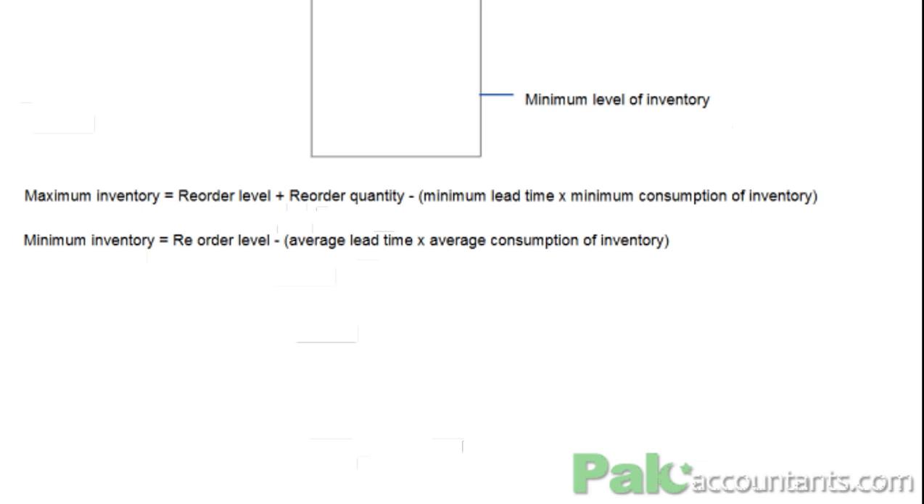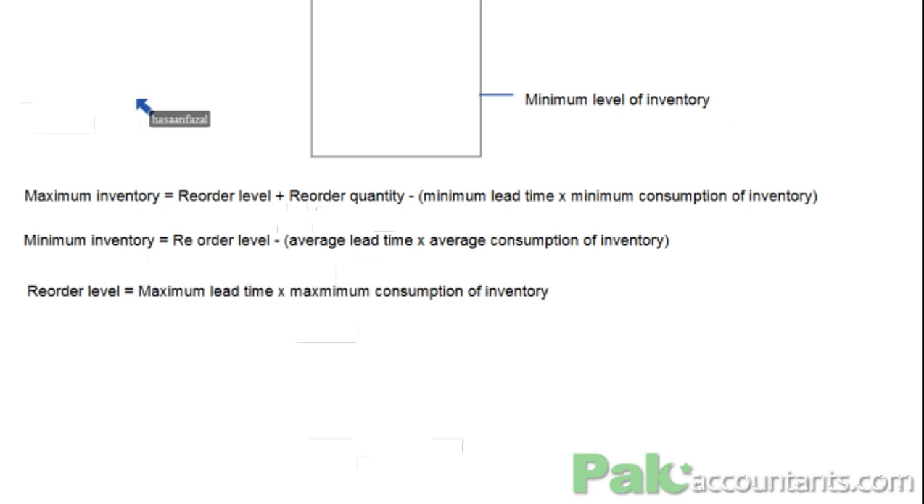Now, the third one, which we haven't discussed yet, is the reorder level. You calculate reorder level with this formula: maximum lead time multiplied by maximum consumption of inventory during lead time, basically.